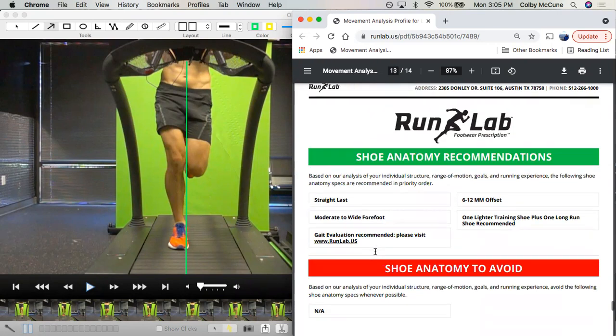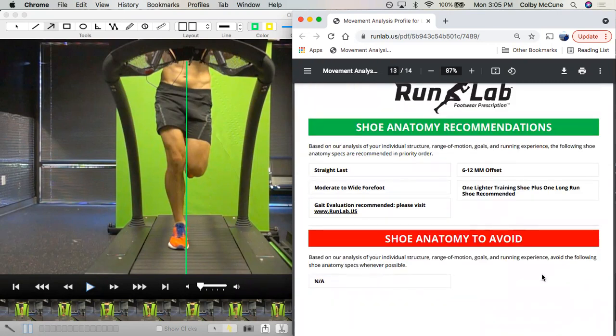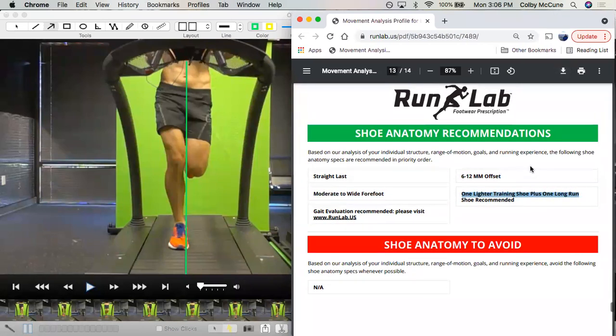So for you, this shoe anatomy recommendation didn't give much, right? There's only these 4 parameters to come into play here. And it's pretty general: straight last, moderate to wide forefoot, 6 to 12 millimeter offset, which is covering the general range, and then 1 lighter training shoe plus 1 long run shoe, if you're somebody who trains a little bit more than the average person, right? So you probably need some different shoes in your rotation instead of just 1 pair of shoes.